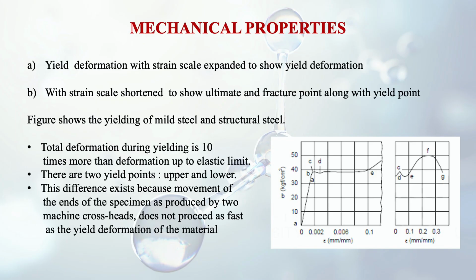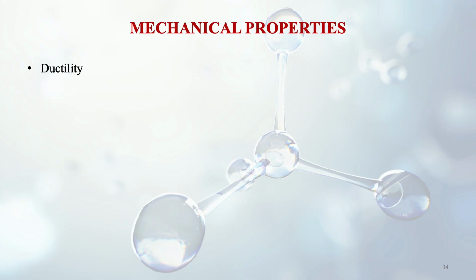And the second curve you can see is showing that there are two yield points, the higher yield point given by C and the lower yield point represented by D. The reason why this takes place I have mentioned earlier. So after discussing elasticity, Young's modulus and yield strength, next we move on to the definition of ductility.